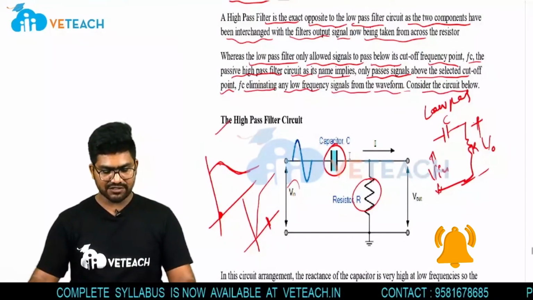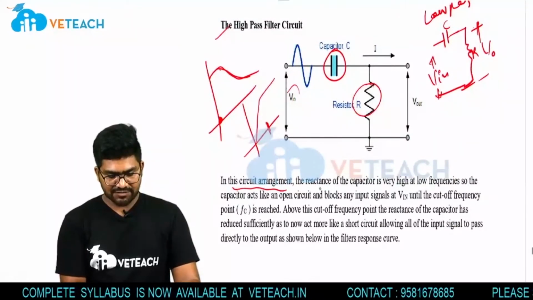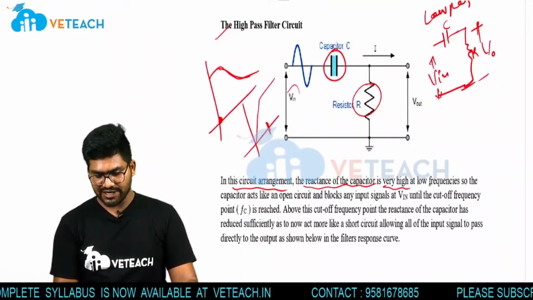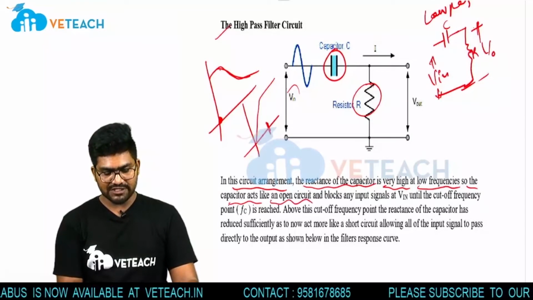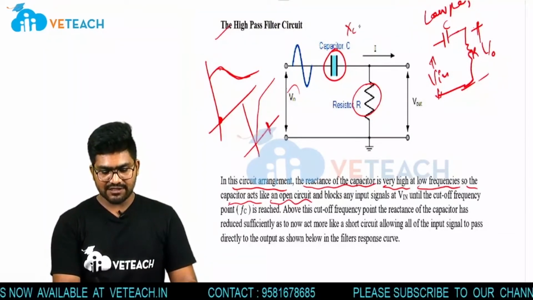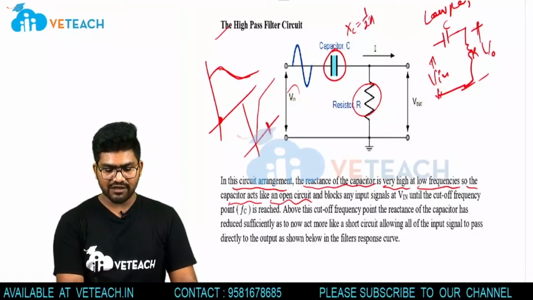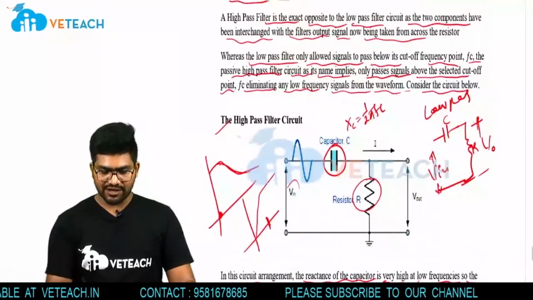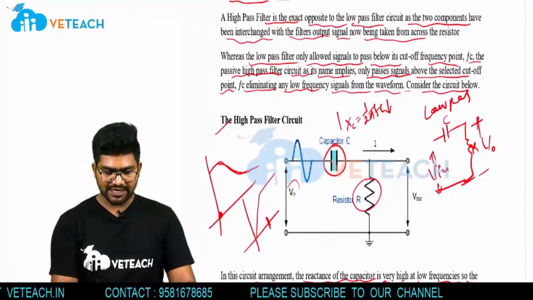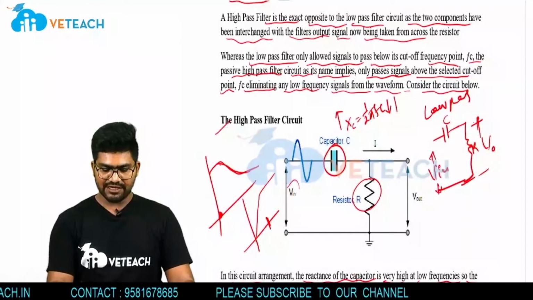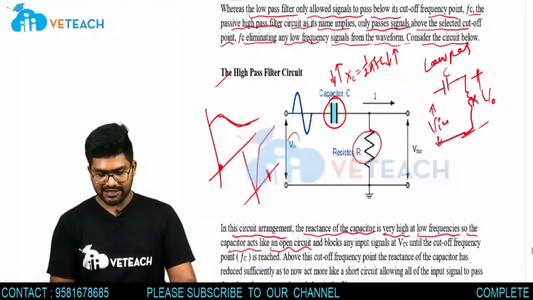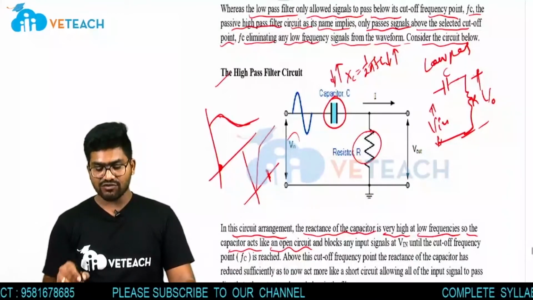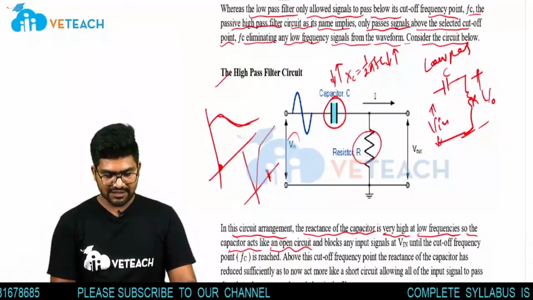Consider the circuit below. So this is the high pass filter circuit. In this circuit arrangement, the reactance of the capacitor is very high at low frequencies, right? So the capacitor acts like an open circuit. We can write Xc is equal to 1 by 2 pi fC. So if I reduce the frequency, my Xc increases. If I increase the frequency, my Xc decreases. So the reactance of the capacitor is very high at low frequencies, and the capacitor acts like an open circuit.